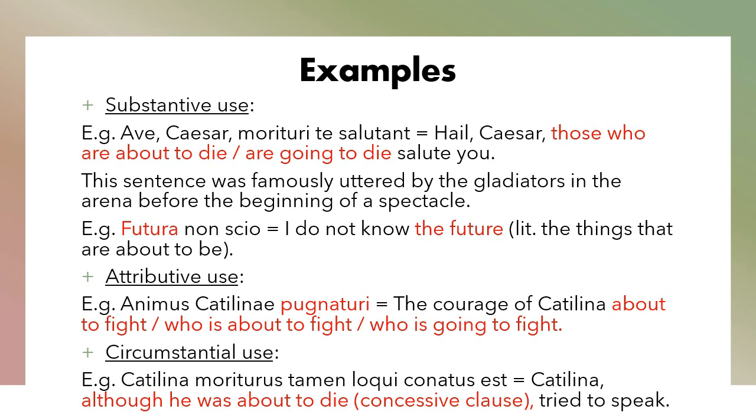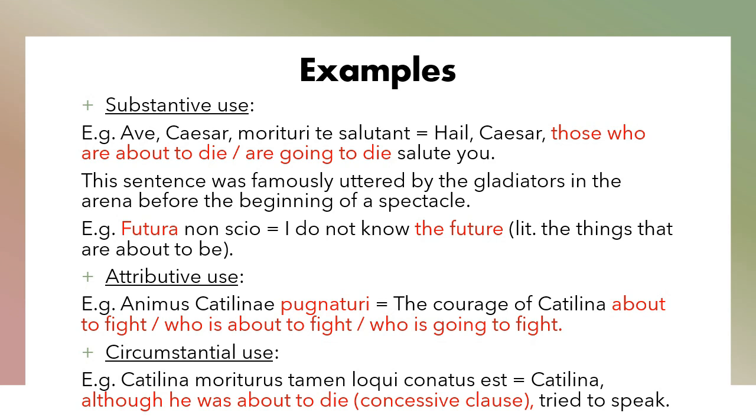The attributive use is when the participle is used as an adjective. I took as an example this noun phrase, animus Catilinae pugnaturi. So, the courage of Catilina, about to fight, who is about to fight, who is going to fight. You could also translate who has the intention of fighting. So even here the translation is very subjective. The important thing is that you convey the idea of something that will happen in the future, will happen afterwards.